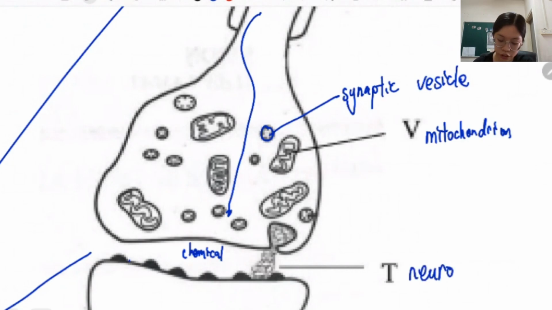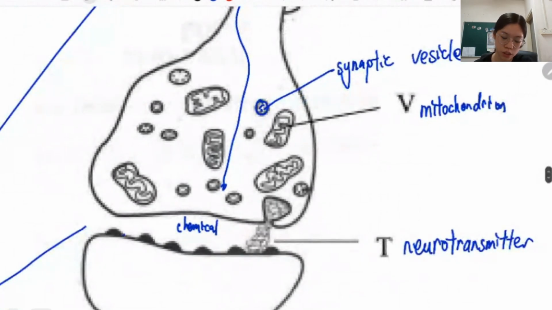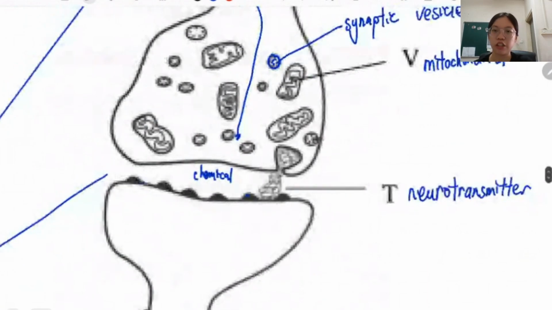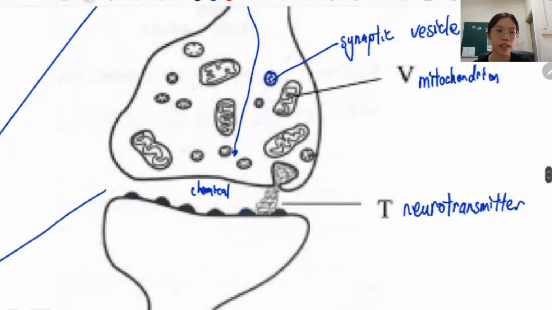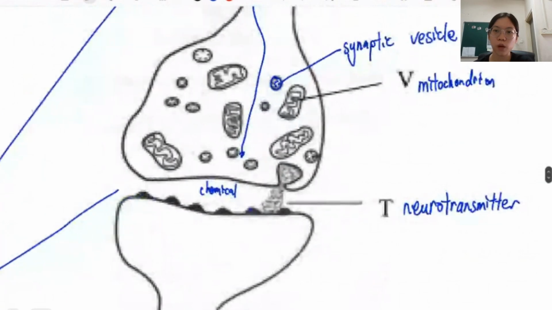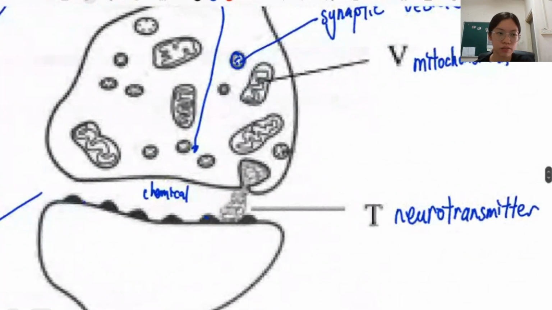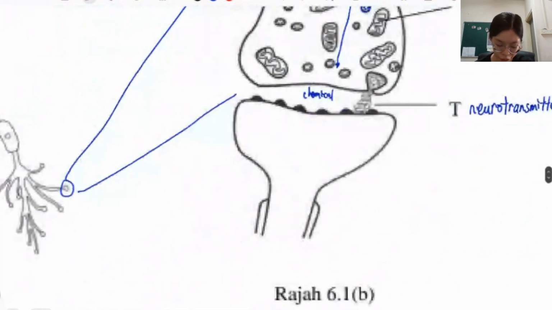So the neurotransmitter is actually inside the synaptic vesicle. They will diffuse out in the form of neurotransmitter. Once it reaches the dendrite of the receiving neuron, it will continue to travel in the form of electric impulse. Okay, so what is actually T? I say T is neurotransmitter.